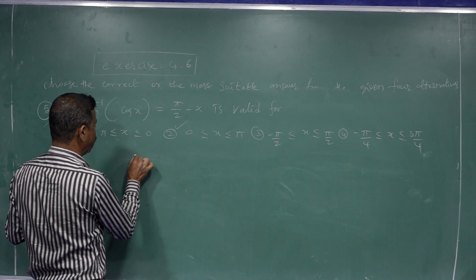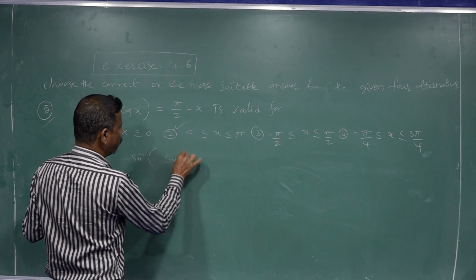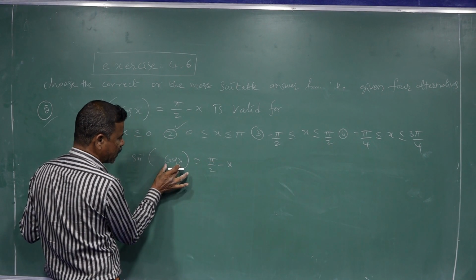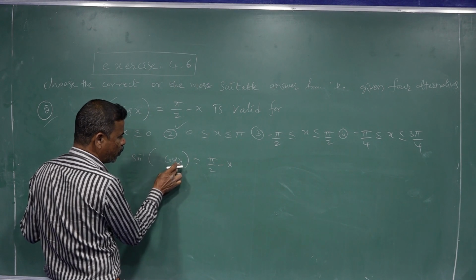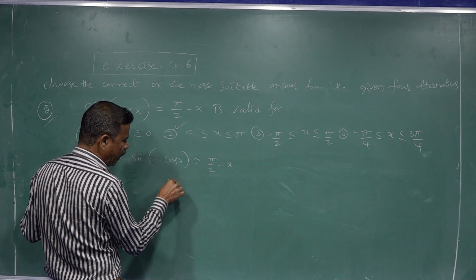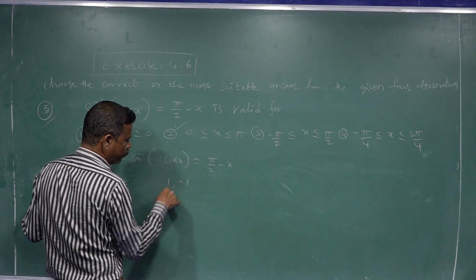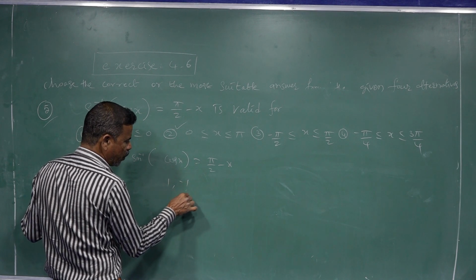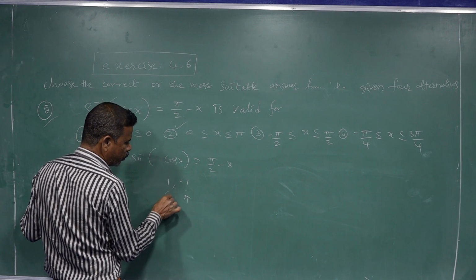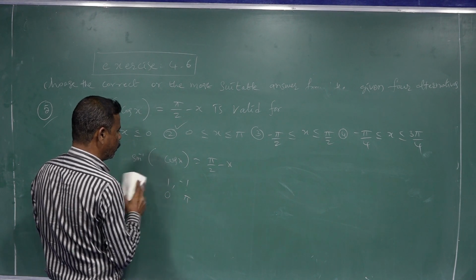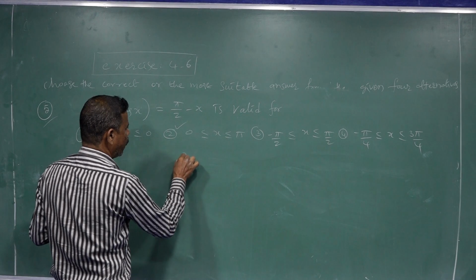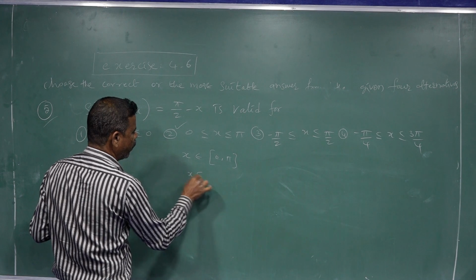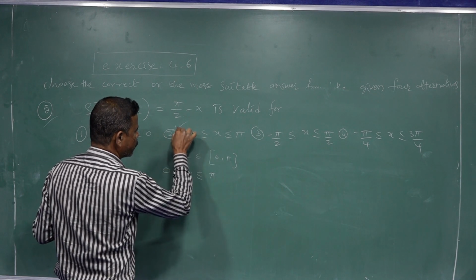So again, what is given here? Sin inverse of cos x is equal to π/2 minus x. When is it possible? Cos x has its maximum and minimum where cos 0 is 1 and cos 180 is minus 1. That's why this is valid for 0 to π. x lies between 0 and π. This is the right option.